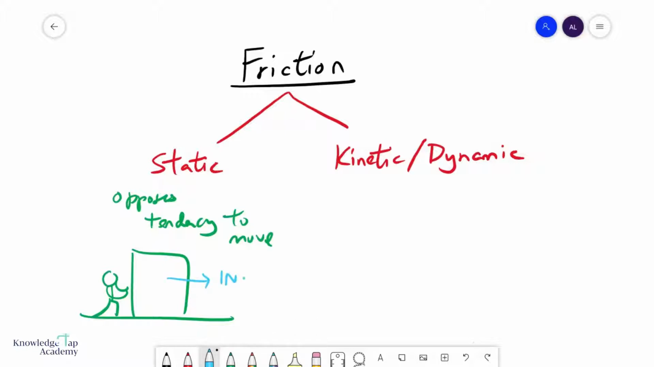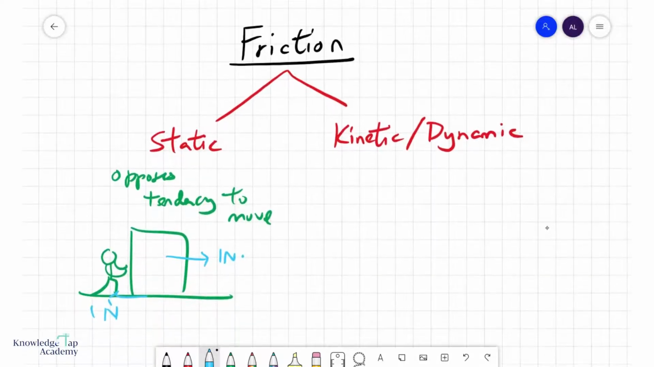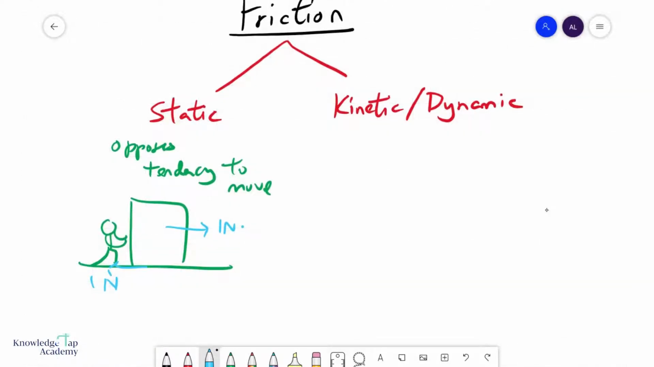It doesn't move because the static friction is able to match that. So it'll just push back with a force of 1 Newton as well. This is how static friction behaves. It will match you force for force, up to some maximum value. And this maximum value, Fs, is usually given by a coefficient μs multiplied by the normal contact force between the surfaces, or in this case, the box and the ground.